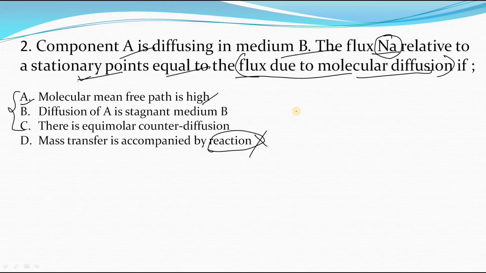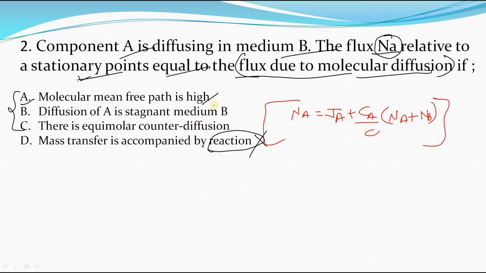Here is the fundamental equation of mass transfer when we study diffusion, and that formula is this one: Na is equal to Ja plus Ca by C times Na plus Nb, right? This is a fundamental equation which you should remember. Now what we have been given is that the flux Na relative to a stationary point is equal, and this point is important, to the flux due to molecular diffusion.